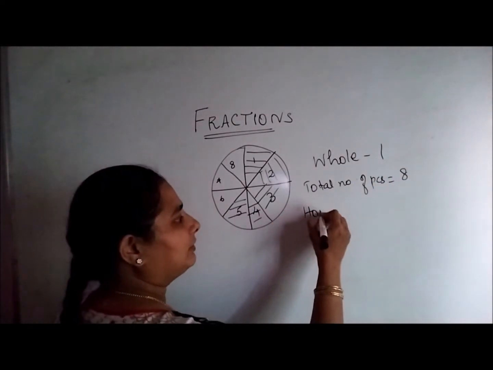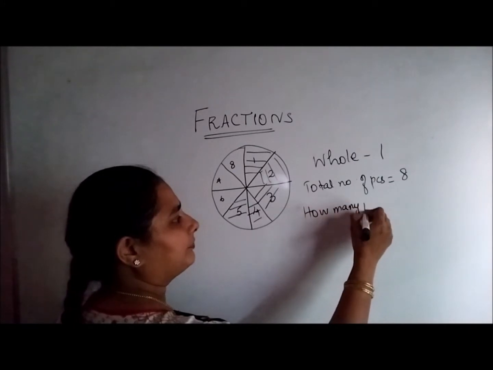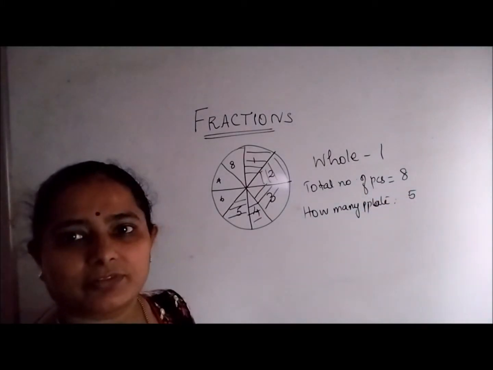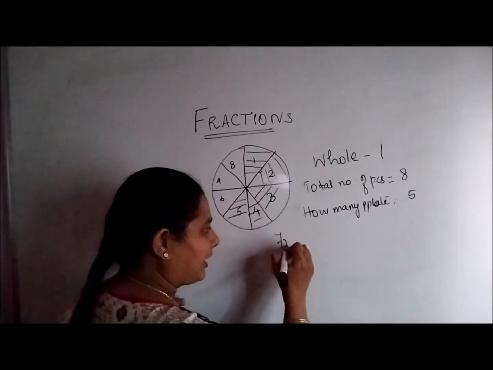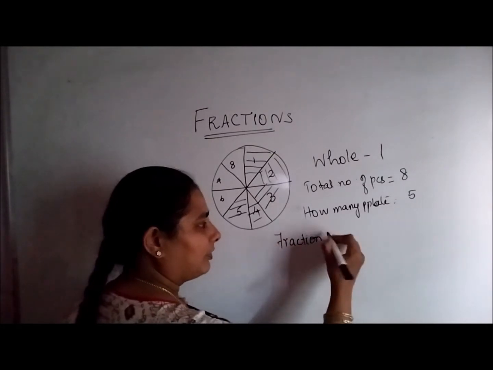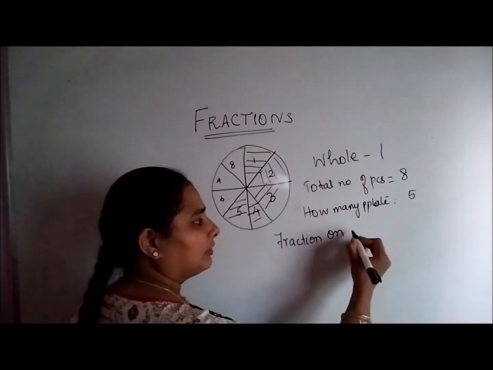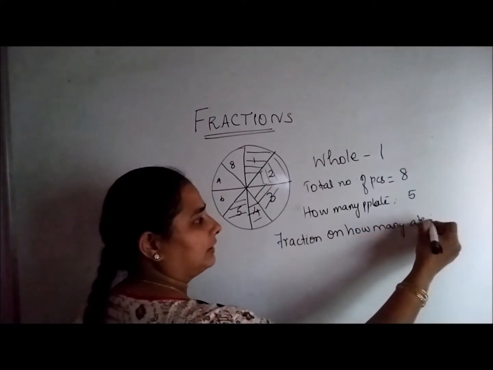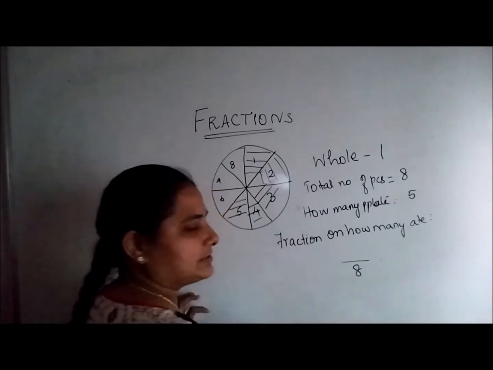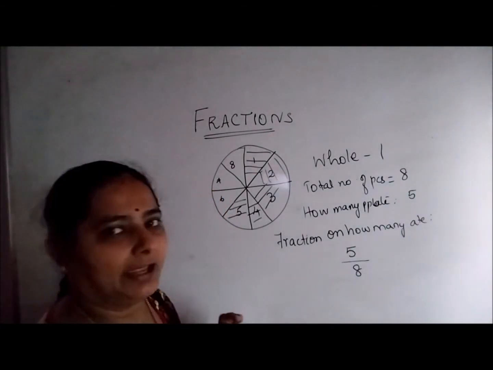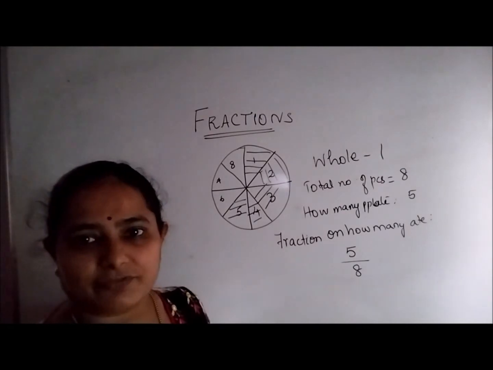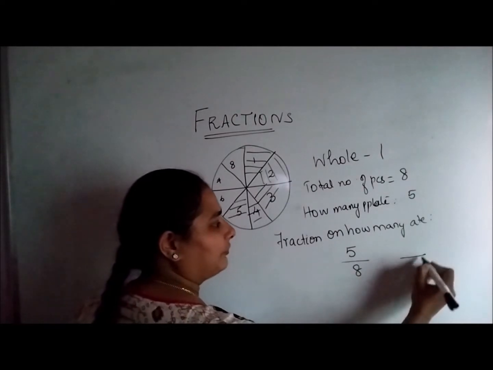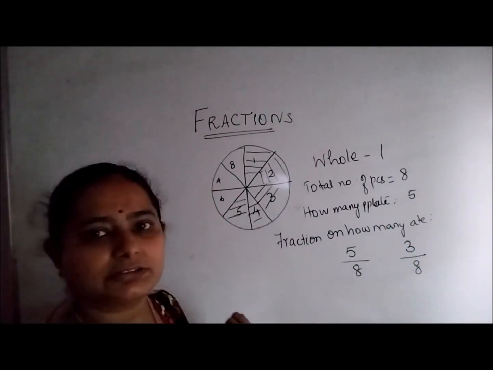How many people ate? 5. That means the fraction on how many ate is out of 8, 5 people ate. So 5 by 8 is the fraction. How much balance is there? Out of 8, 3 balance is there.